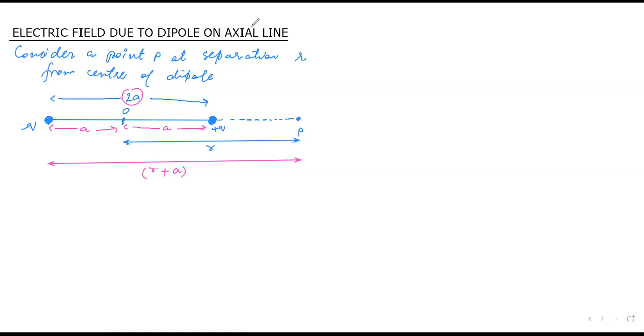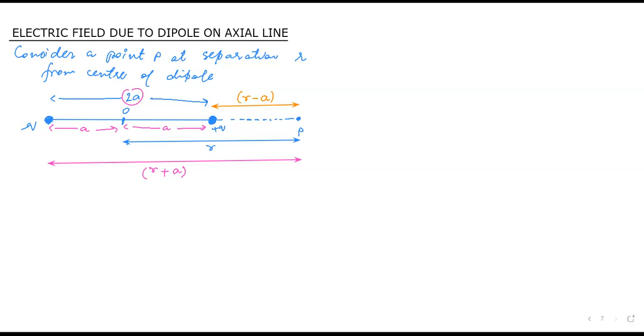And the separation between the plus Q charge and point P will be R minus A. All of you are understanding this point or not? This total diagram. Are you clear? Sir, can you repeat? Okay.